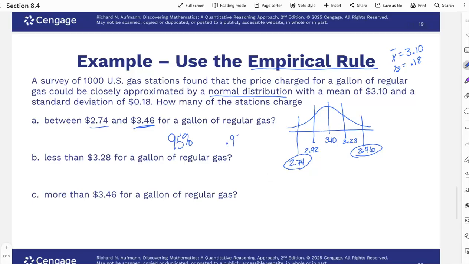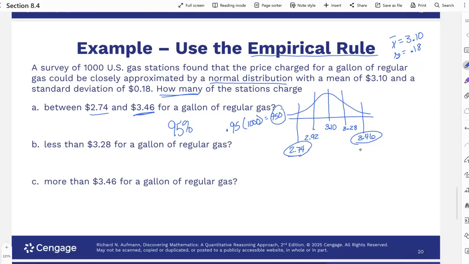To figure out the number, because it's asking how many, I'm going to multiply it by 1,000. And then I'm going to get 950. So we would expect 950 gas stations to have gas prices between 2.74 and 3.46.